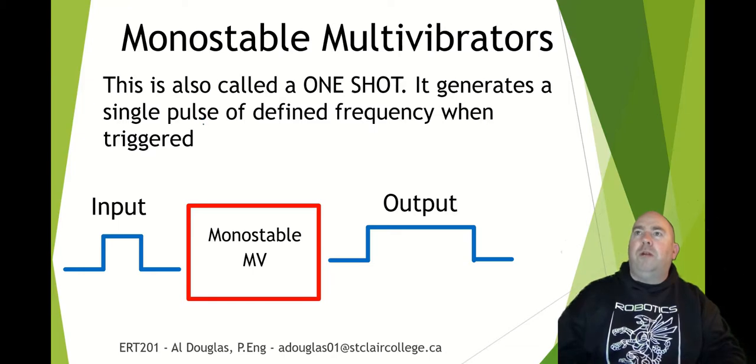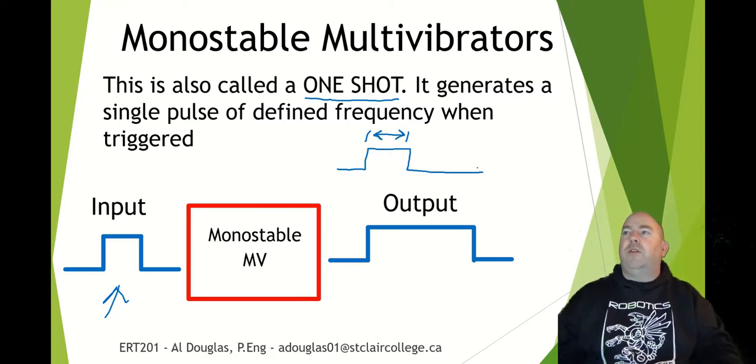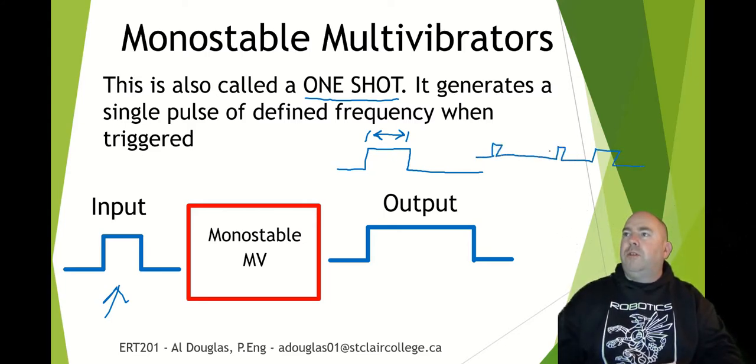And the third one, the monostable, we call this a one-shot. What happens here? We give it an input signal and we get an output that is a pulse, but this pulse is of a defined width. And we can control what that width is. So every time we do a pulse, regardless of how long the pulse is, we will always get a set, consistent output from it. Okay? That is the one shot.